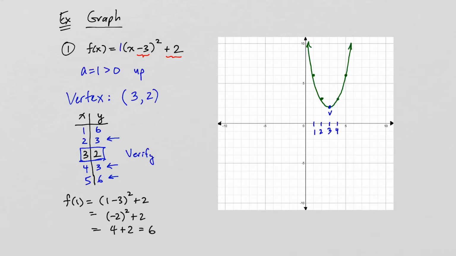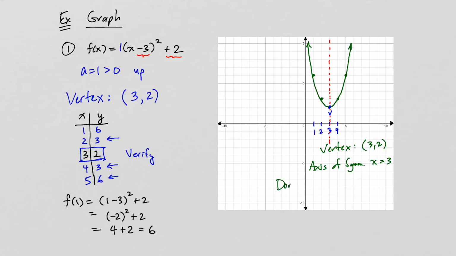Now, a couple of little notes here. The vertex occurred at the point (3, 2). The axis of symmetry occurs at x equals 3. And again, the axis of symmetry is this vertical line right here. You don't necessarily have to graph the axis of symmetry, but you need to be familiar with it. And we can see the parabola opens upward.